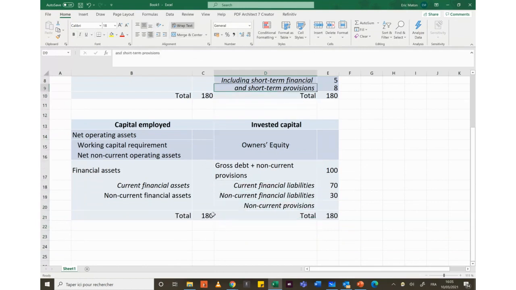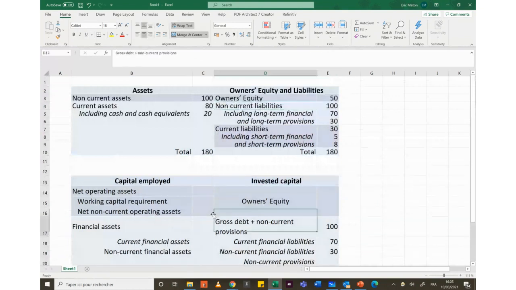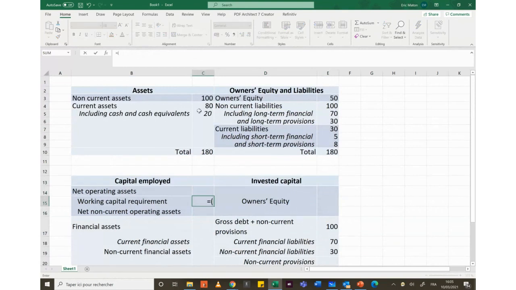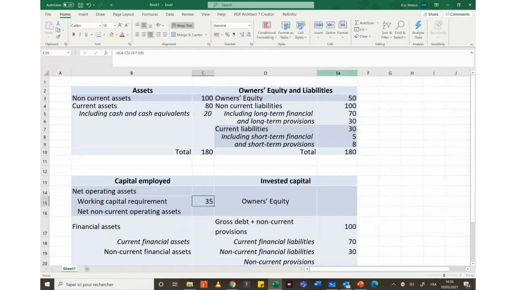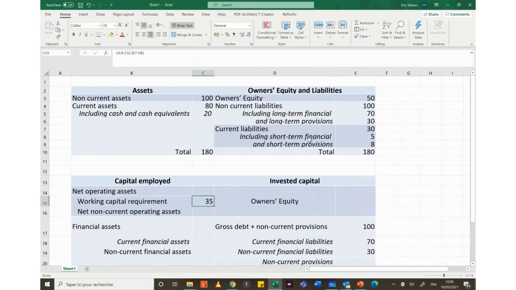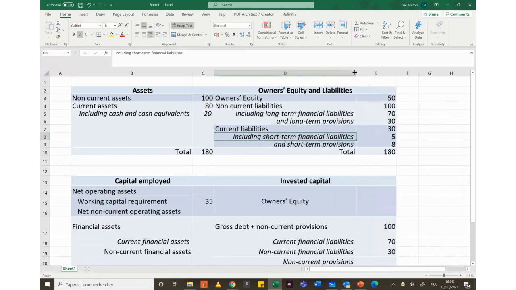So in the working capital requirements, what we have is the current operating assets. Current operating assets, it's all the current assets minus the current financial assets, sorry. So 80 minus 20, the rest. Minus the current operating liabilities, it means the 30 minus the current financial liabilities. So here we have 35.